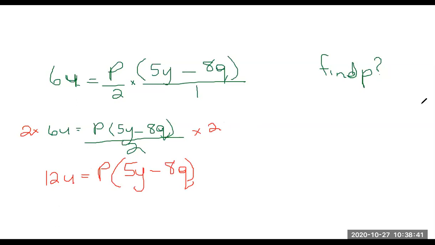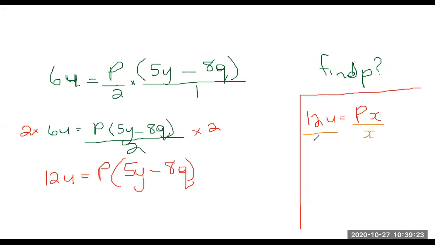I want to do a side note for a little bit. So let's go over here. I want to see what you would do. So if I had 12u equals px, and I said find p, I would divide by x. So I could get p by itself. So 12u over x is equal to p.